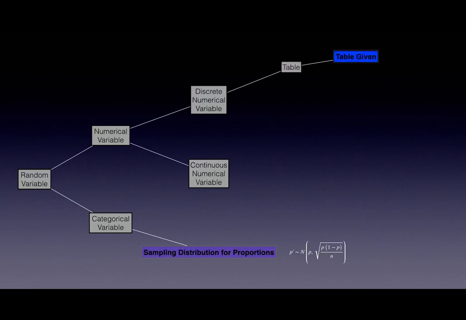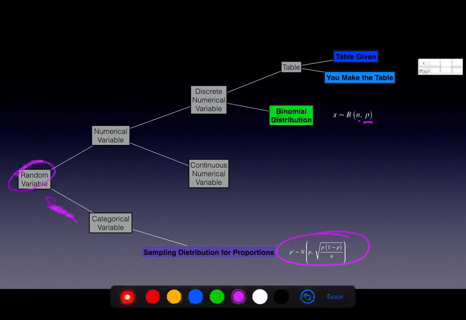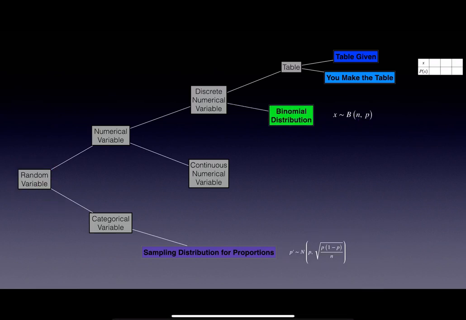Sometimes when it's a discrete numerical variable and it's a table problem, you've got to write the sample space in the top row and probabilities in the bottom row. It's nice when the table's given to you, but sometimes you have to make it. And then there's times when you have to remember, hey, is this a binomial experiment? You've got to check through those four properties. And if it is a binomial experiment, you can just draw me the squiggles: X is approximately binomial distributed, N and P, and you get to save yourself making a table.